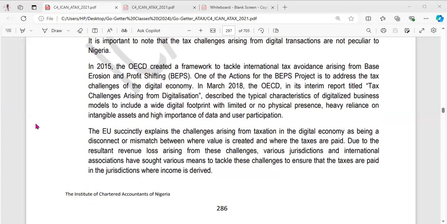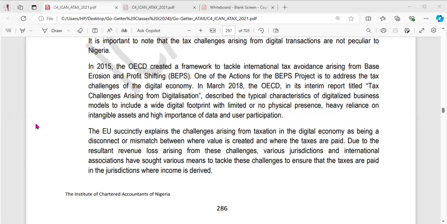The EU explains the challenges arising from taxation in the digital economy as being a disconnect or mismatch between where value is created and where the taxes are paid. Because where value is created, you are supposed to pay taxes for where that value is created, right? But there's another issue. Where this value is consumed, they are also supposed to pay tax there. So should they pay in both places, where value is created and where value is consumed? Or who should win? Is it where value is created that the tax should be paid, or where value is consumed that tax should be paid? So there is a disconnect. Most times it will be argued that where value is consumed, that is where it is going to be taxed. So there is a disconnect between where value is created and where the taxes are paid.